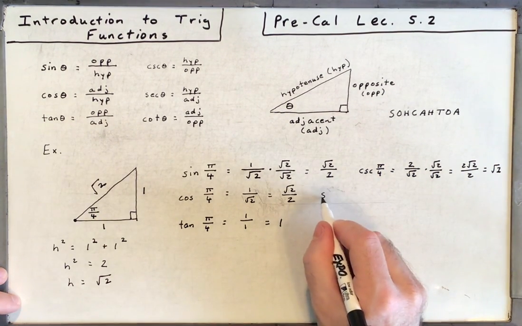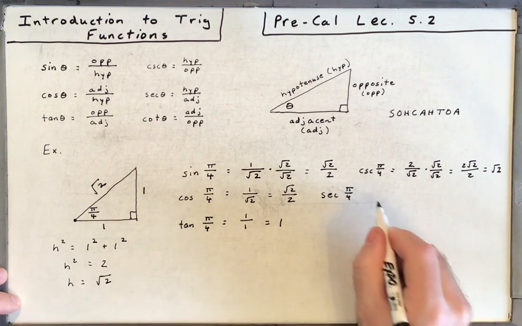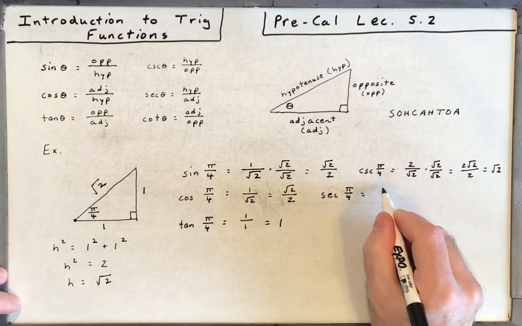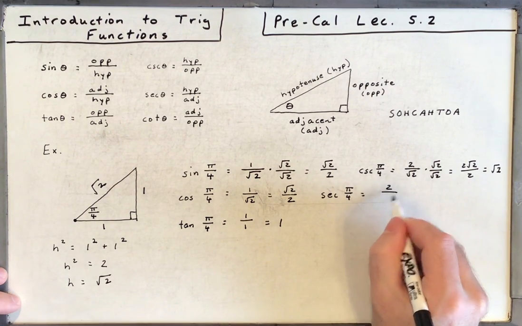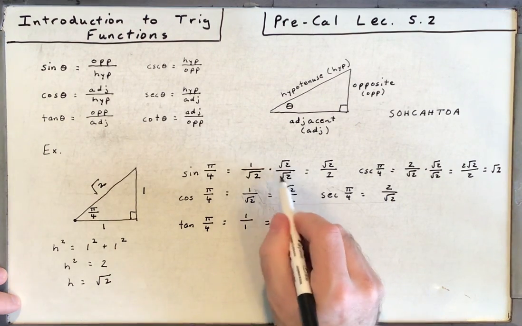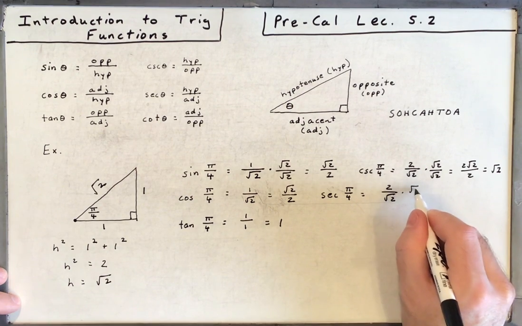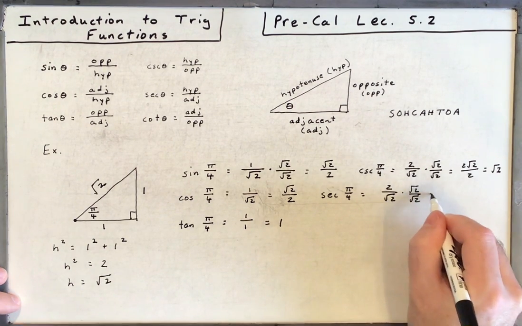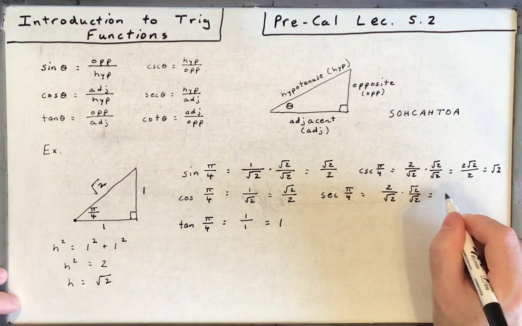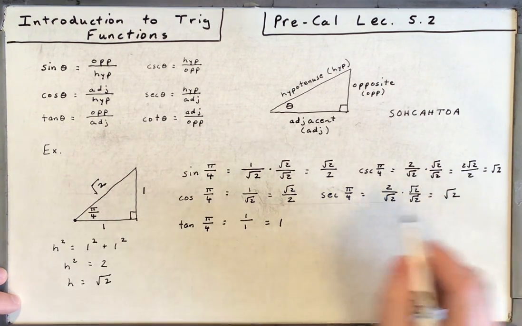All right, the secant of pi over 4, that's going to be 2 over the square root of 2, because I'm flipping the cosine. I flip the sine for cosecant, and the cosine for secant. If we rationalize that, just like on the last one, you're going to get 2 root 2 over 2, and so it's also going to be the square root of 2.